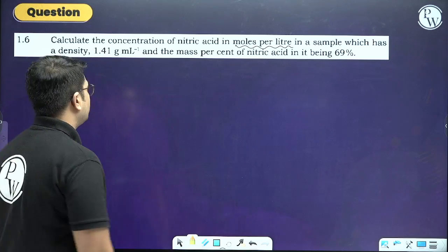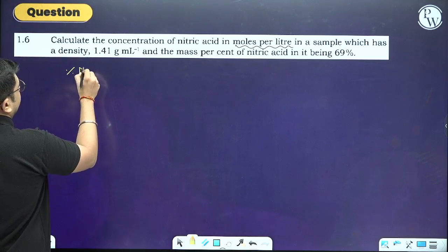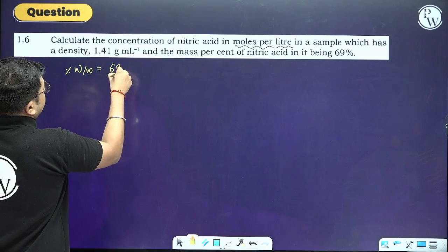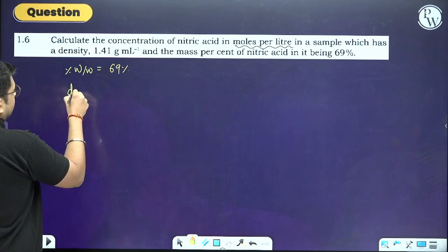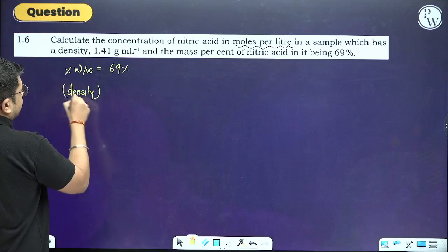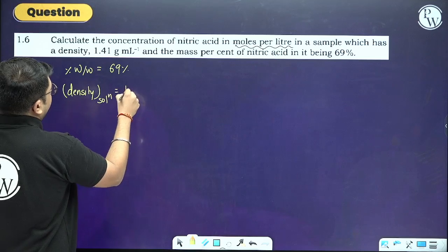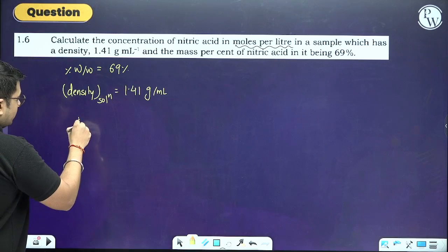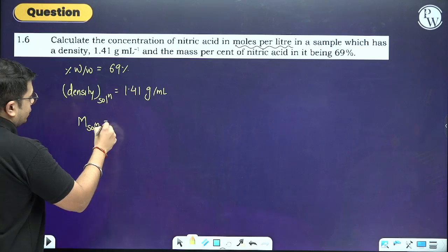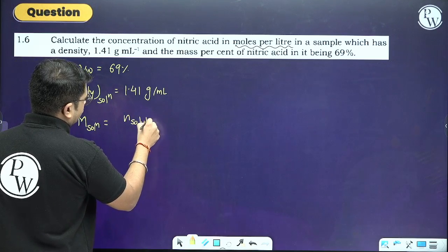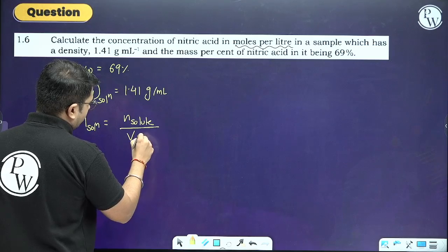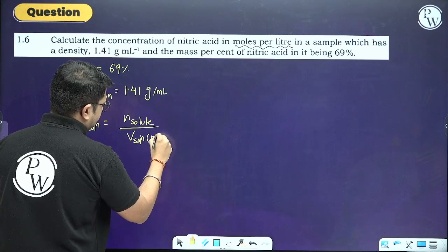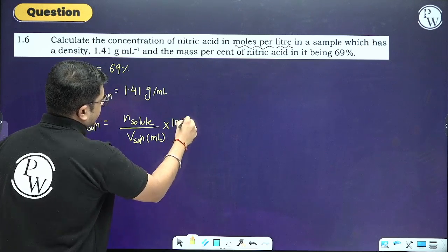Now this question looks slightly typical, but the information extraction is very easy in these types of questions. First of all, you can see that percentage W by W is given, which is 69%. The density of the solution is also given, which is 1.41 gram per ml. Now the question is asking about the molarity of the solution, which is basically the number of moles of solute divided by the volume of solution in liters, or in ml multiplied by 1000.